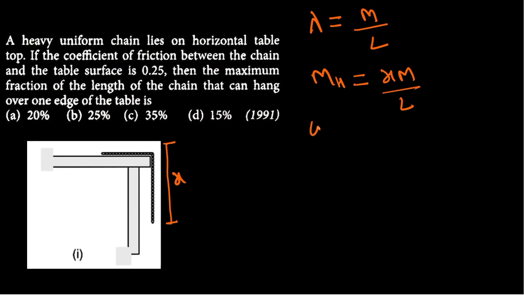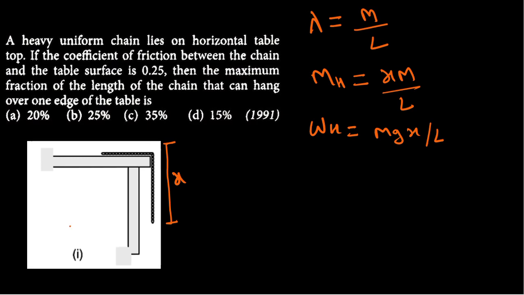Now the weight of the hanging part of the chain will be mass into g, so m g x divided by L. This is the weight of the hanging part of the chain, which will try to pull the chain downward.